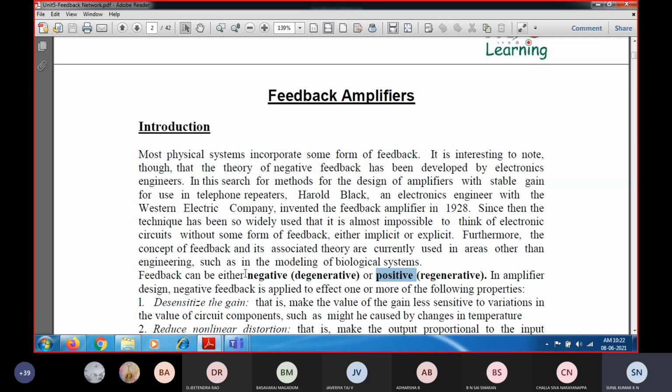So that is why you're going to have the negative, which is also called degenerative. It is going to reduce the amount of input signal given to the amplifier. So if it is xi minus xf, it is going to subtract, so obviously you are going to have a reduction in the input to the amplifier. That is nothing but negative feedback.